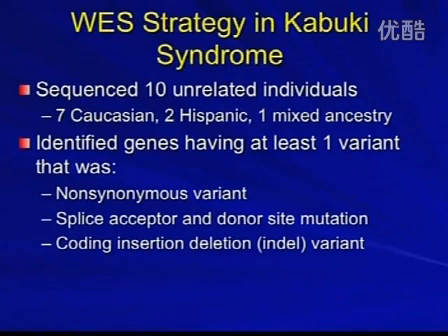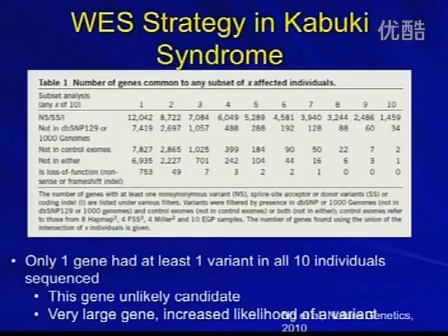The idea was that they would try to identify genes that had at least one variant, and they would be looking for non-synonymous variants. They would be looking at splice acceptor and donor site mutations and insertions and deletions. So they were looking for something that might be in an exon and potentially causative. So here's what they got when they did this the first time.